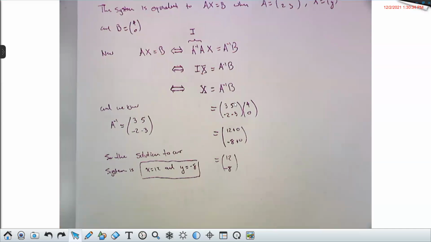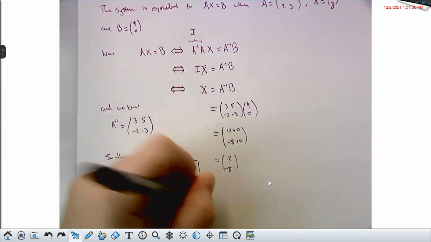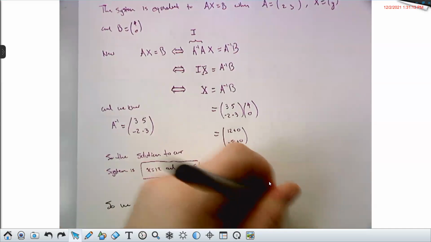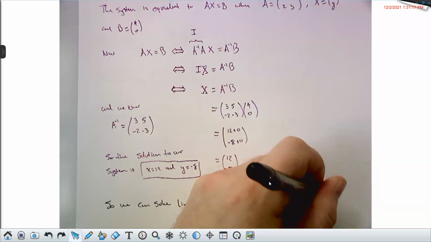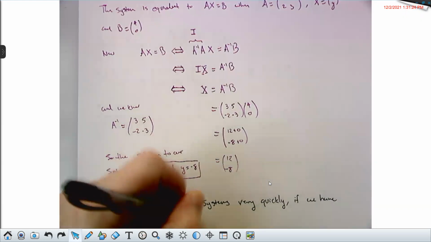So this is the magic. It's like a single step thing. If you have the inverse matrix, then to solve AX equals B, you just have A inverse times B. X is A inverse times B. And then the only computation you need to do is multiplying these matrices. It's incredibly fast. So we can solve linear systems very quickly if we have the inverse of the coefficient matrix A.